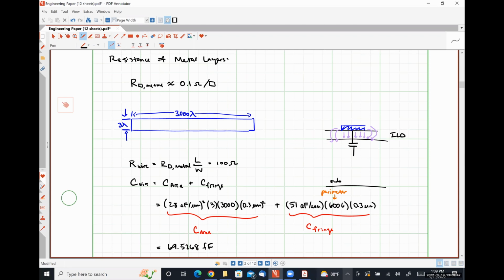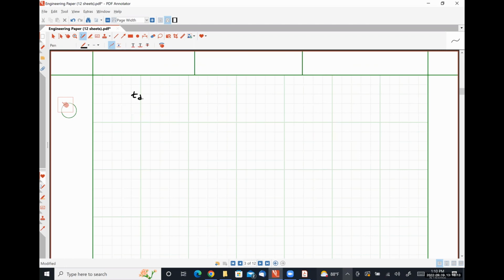0.35 times R times C is a reasonable estimate, right? We are throwing away the n times n plus 1 and just saying that C squared times n times R squared times n is effectively the overall resistance times the overall capacitance. So our delay time for this, let's go down to the next page here, is 0.35 RC, which comes out to be 2.433 picoseconds.